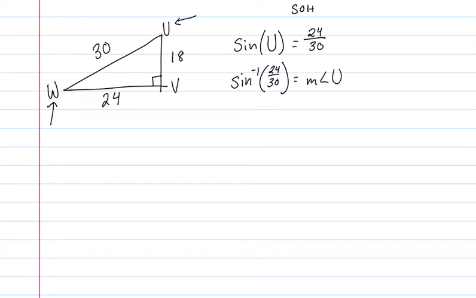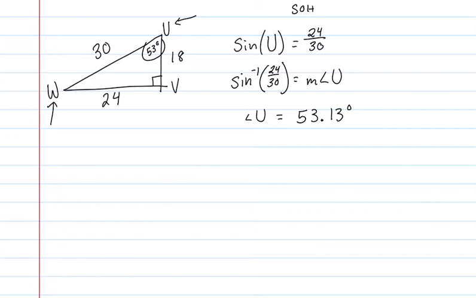So into my calculator, I type in the sine inverse, which is typically your second or your shift button for sine, and then you do 24 divided by 30. You press enter, and you get angle U. The measure of angle U equals about 53.13 degrees. Since this equals about 53 degrees, you can take the 53 degrees away from 90, and that should give you angle W.